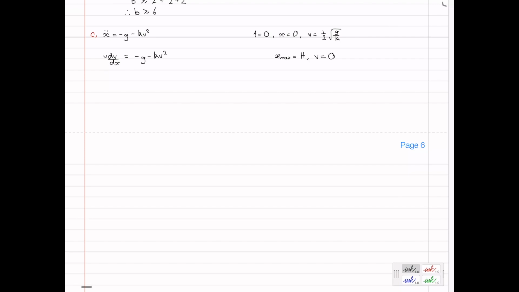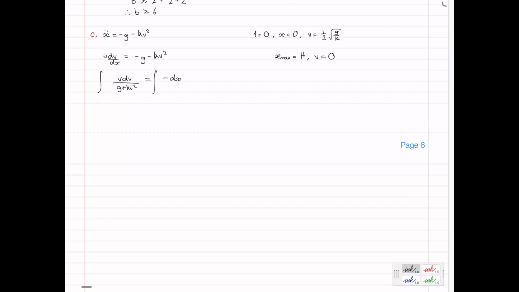Now let's get all the v's together and all the x's together. Okay, so what I'm going to do, I'm going to factor out a -1 on the right hand side and then divide by g plus kv squared. So I'm going to have v dv divided by g plus kv squared. That's going to be equal to negative dx. Okay, and I'm going to integrate both sides, and I'm going to have some limits for my integration.